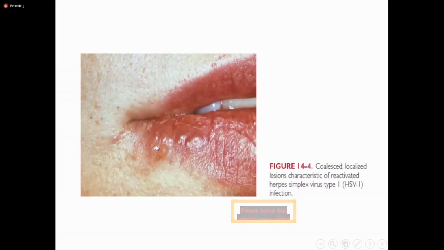Look at these blisters. This is herpes simplex type 1. I'm sure every one of you had such a lesion. In stress, in fever, in different categories. When the immune system is suppressed, these viruses will be reactivated. This is herpes simplex type 1.